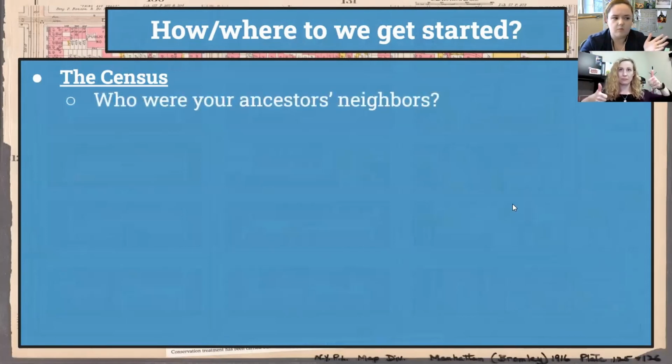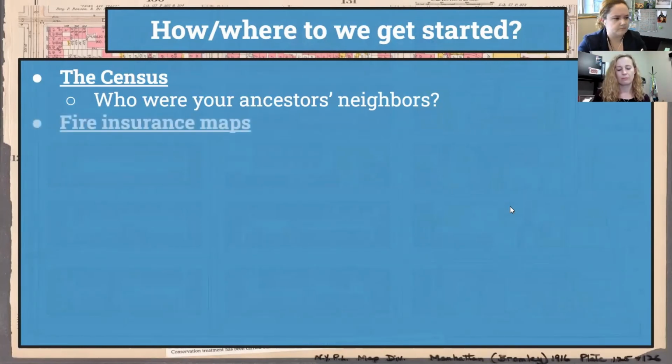So who were your ancestors' neighbors? What language did they speak? Where were they from? Look at the adults compared to the children. You might have all the children from the United States, or maybe the younger ones, where the adults are from other countries. See who's living around them.